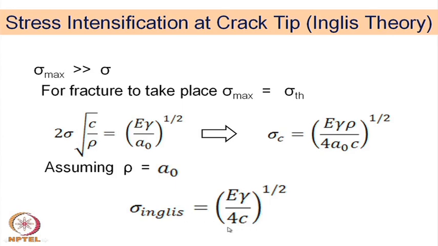So, it is the critical stress. The critical stress is the stress required for the fracture. If the actual applied stress is more than the critical stress, then the fracture will take place, that we will see later, right. So, that is the critical stress, the minimum stress required for the fracture to take place. And larger is the crack length, smaller is the critical stress required for the fracture.